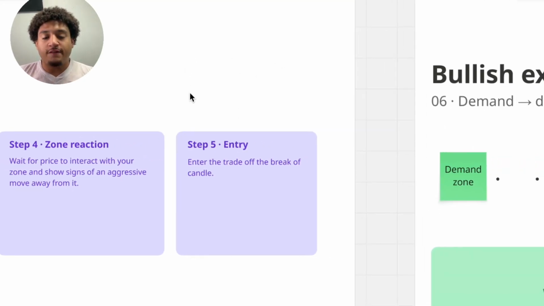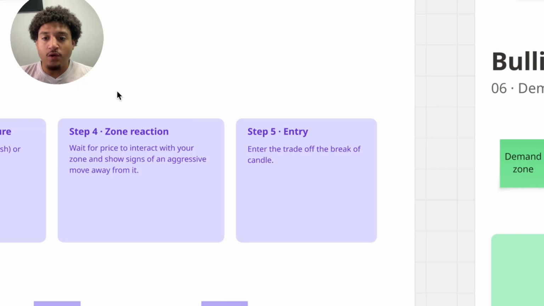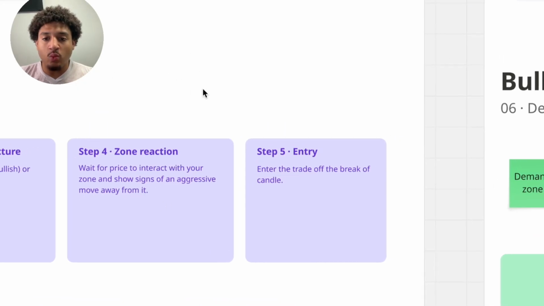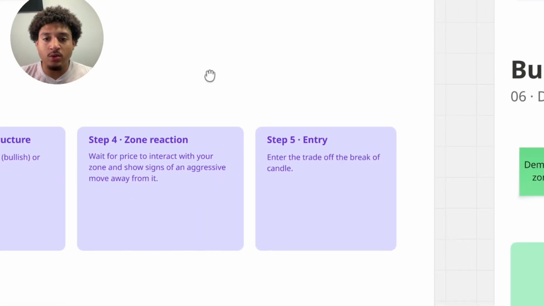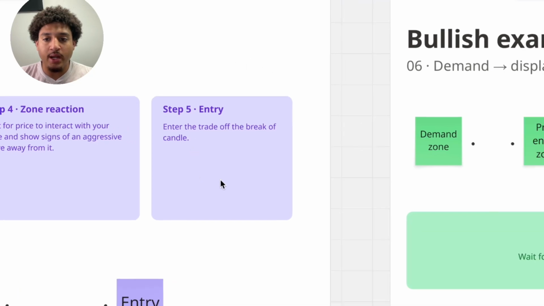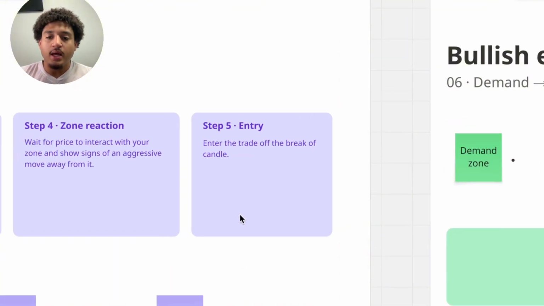Step 5 is wait for our entry. Once step 4 happens, we get the reaction, which is the wick out and continue in the opposite direction. We need to wait for a break of candle. As soon as the candle gets broken, that is our entry. We enter as soon as the candle gets broken.